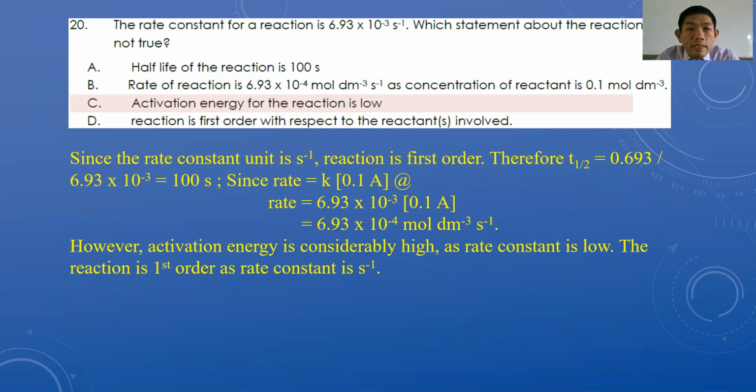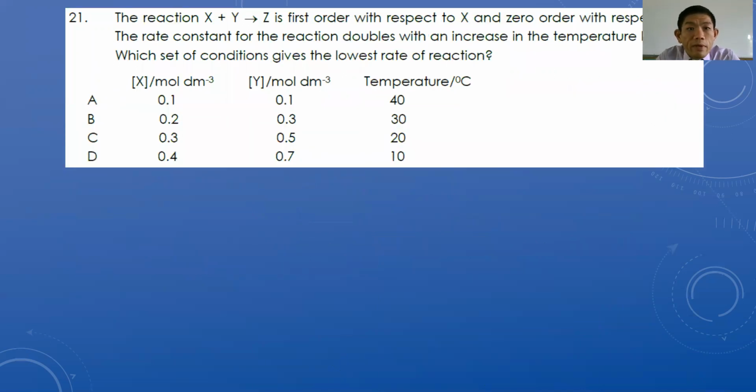Okay, so that is for number 20. Then we have 21. The reaction X plus Y gives Z is first order with respect to X and zero order with respect to Y. Rate constant of a reaction is double with an increase in temperature by 10 degrees Celsius. Which set of conditions give the lowest rate of reaction?